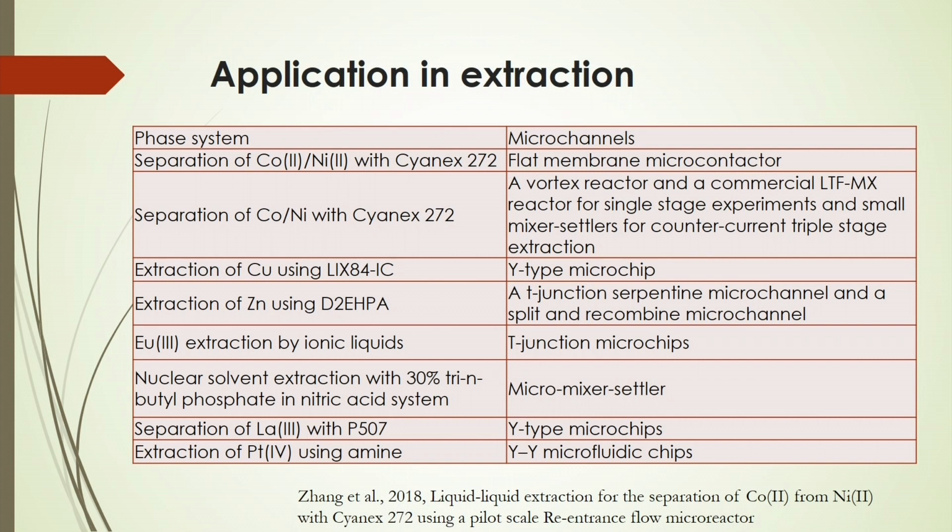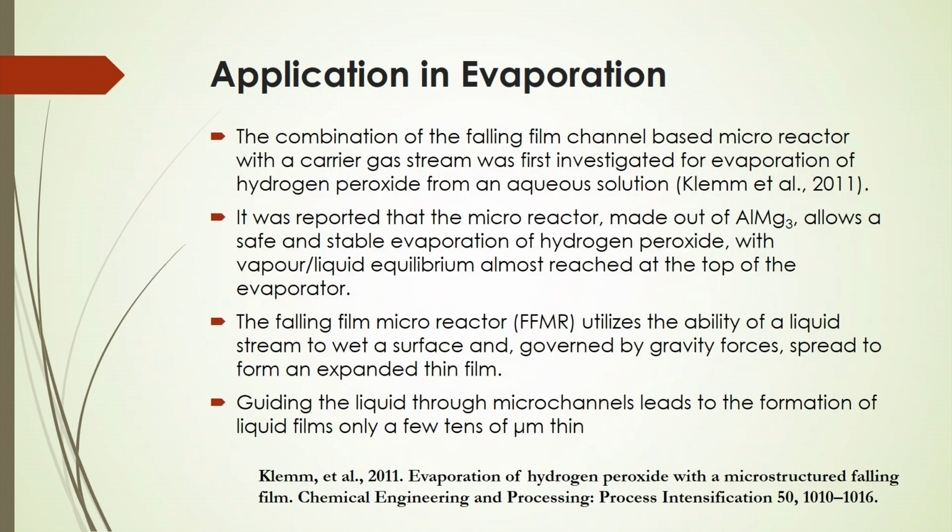aspects of application where you can do it in a microchannel, even a chip reactor microreactor, sometimes membrane microreactors, sometimes chip type reactors, sometimes T junction based microchip reactors, micro mixer settlers, even Y type microchip based microreactors, microfluidic chips. So, all those different types of microreactors can be used for extraction processes, and some examples of those extraction processes are given here. So, please go through these applications of extraction which can be done in the microchannel for process intensification.